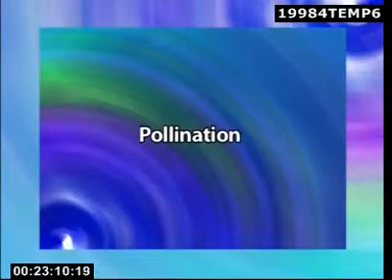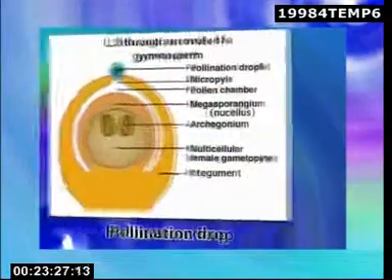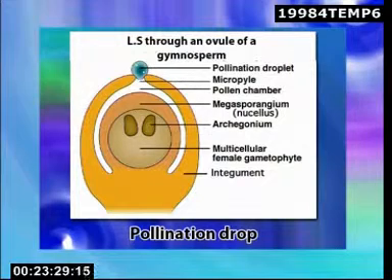Now pollination. Wind pollination, that is anemophily, is important, but insect pollination, entomophily, too has been reported in Ephedra aphylla and Ephedra campylopoda. Pollens are caught in the pollination drop, which is present on the micropylar tip, and are sucked into the pollen chamber. Further development takes place in the pollen chamber.